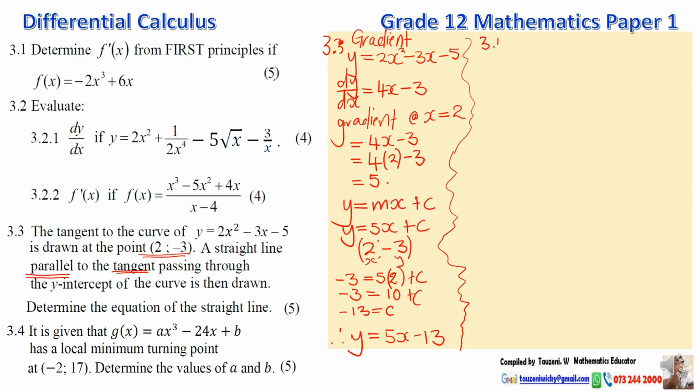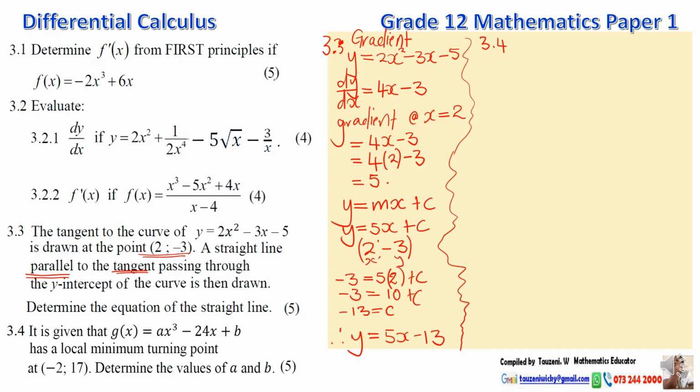Number 3.4 is on the same thing, the tangent. Now let's have a look. No, it's not on the same thing. It is given that g of x is equal to ax cubed minus 24x plus b is a local minimum point at -2, 17. Determine the values of a and b. So number 3.4 is slightly different. But let's have a look at how to calculate it.